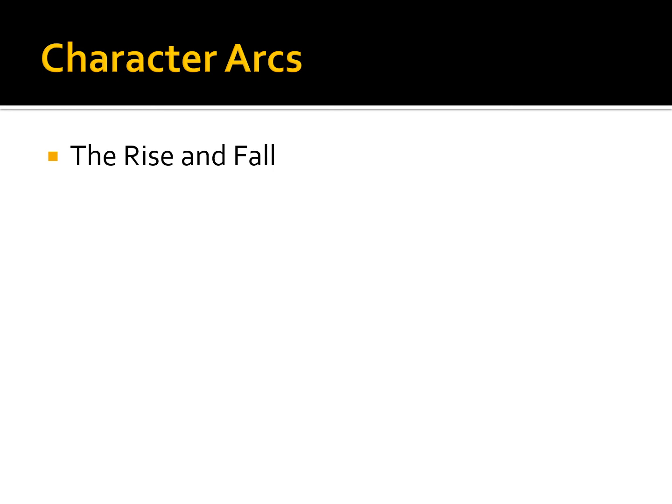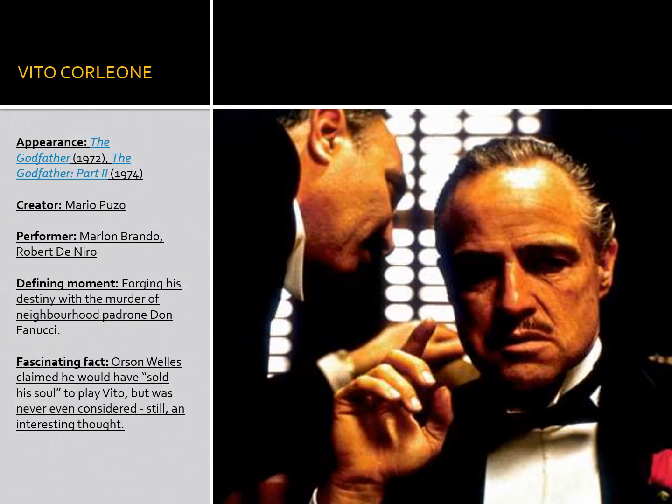Rise and Fall is a character arc wherein the first half is the rise to power and the second half is the fall from grace. An example of this character arc is Vito Corleone from The Godfather, as it chronicles the life of Don Vito as a mafia boss.